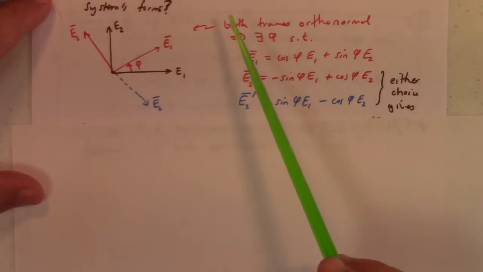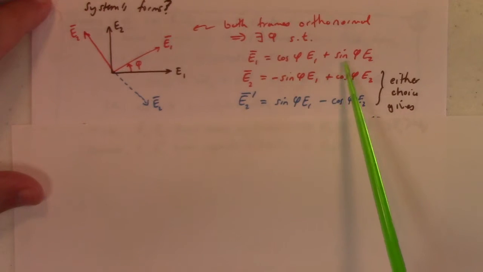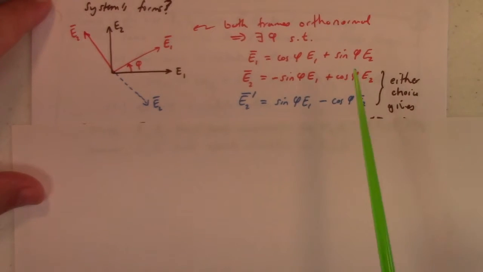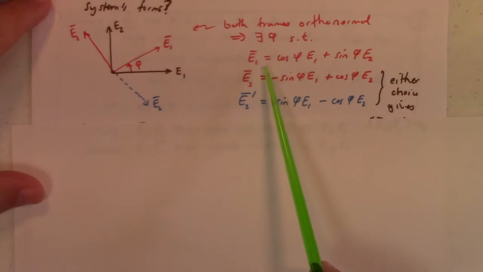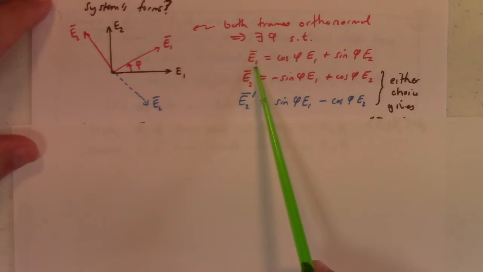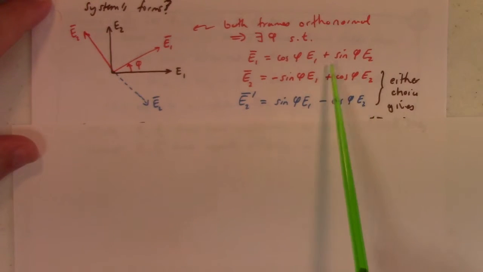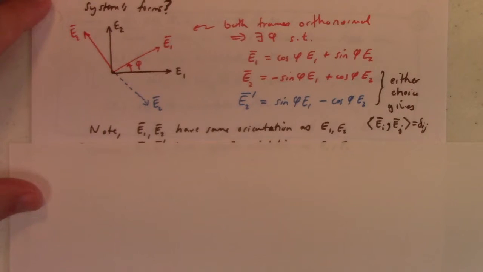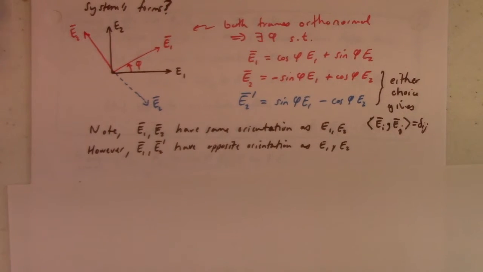Because they're both orthonormal, there has to exist a phi such that these equations hold. Now, you can work that out. I haven't worked that out here, but that's just a matter of some linear algebra. E1 bar is cosine phi E1 plus sine phi E2, and likewise for the other. It's a rotation by angle phi, right? And that is rotation angle phi in the sense of the metric, the angle as defined by the metric.